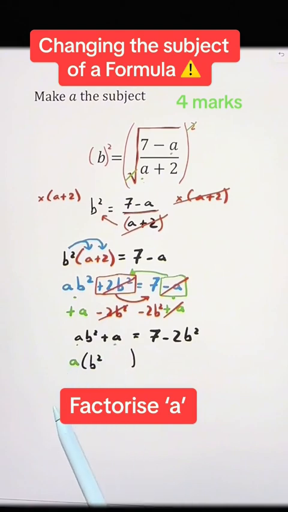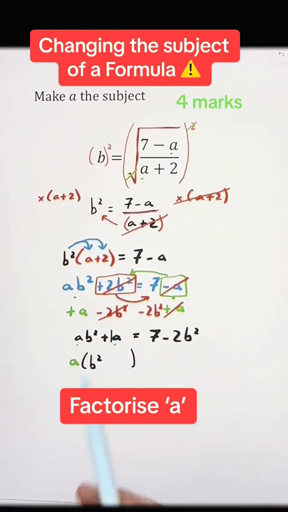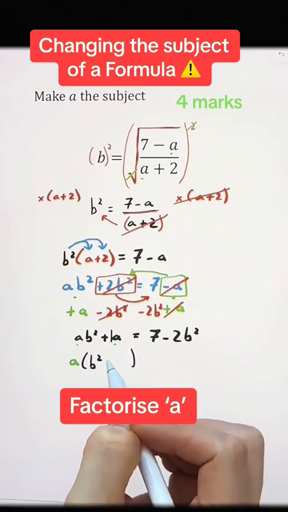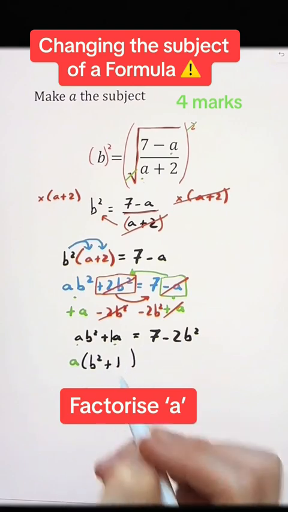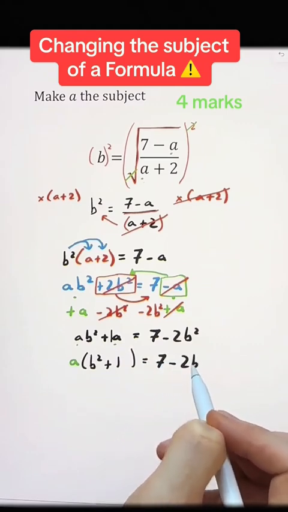Well, as I've already got the letter I want on the outside, I know if there's no number in front of the letter, the number is 1. So a is the same as plus 1a. As I've got the a outside, therefore the term inside is going to be positive 1. And on the right-hand side, I've still got 7 minus 2b squared.